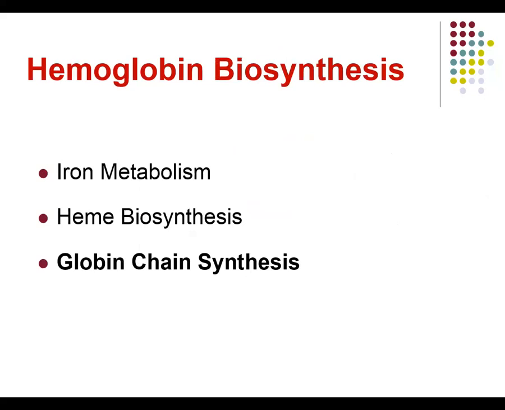Now I'm going to move on to the synthesis of globin chains. And of course, the inability to make globin chains will be characterized by microcytic hypochromic anemia. And these particular lesions are referred to as thalassemias.